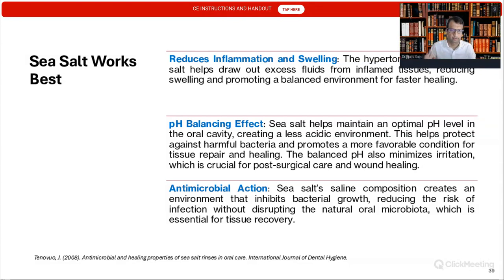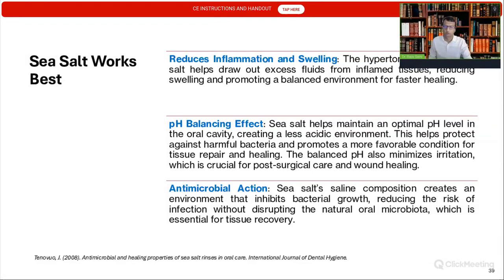Sea salt works best. How? It reduces inflammation and swelling. The hypertonic nature of sea salt helps to draw the excess fluid from the inflamed tissue, thus reducing swelling and balancing the microenvironment inside the ulcers, which helps them heal fast. The pH is balanced. There are no acidic chemicals and alcohols involved, so they will not drop the pH to such a drastic level that the good bacteria also get killed. So it's important to maintain a good pH for better healing.